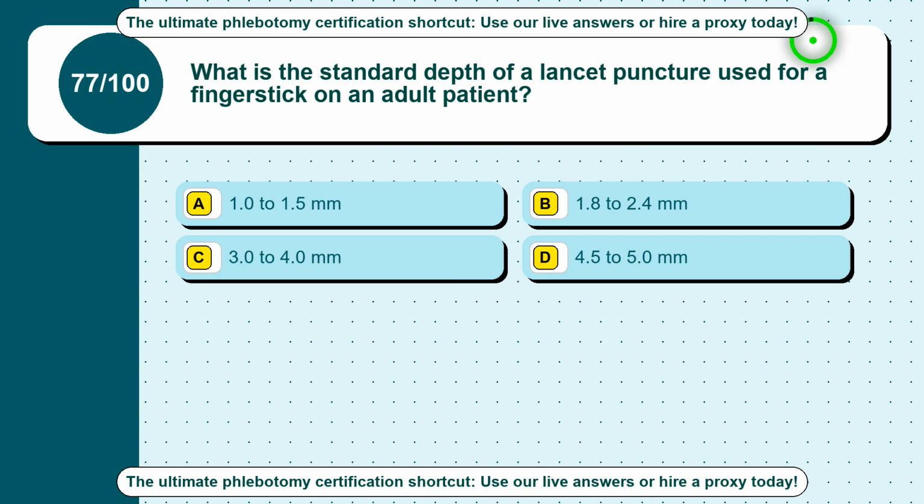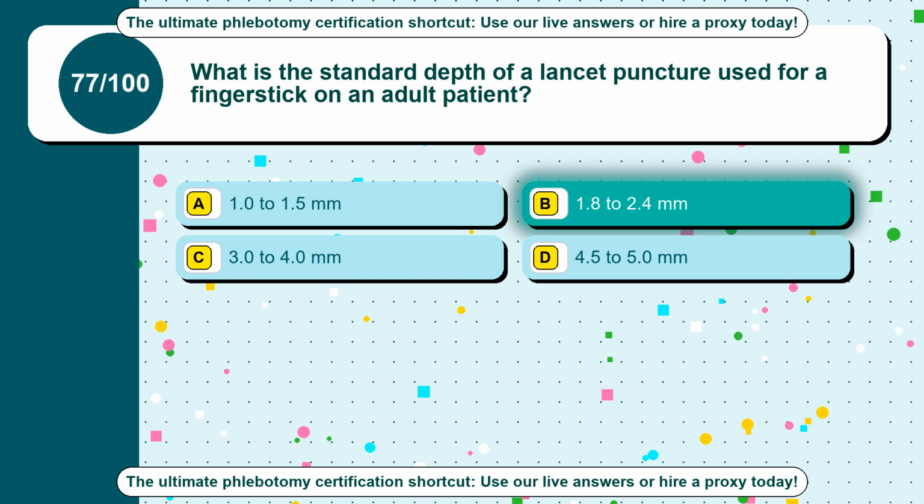Question 77. What is the standard depth of a lancet puncture used for a fingerstick on an adult patient? Option A. 1.0 to 1.5 mm. Option B. 1.8 to 2.4 mm. Option C. 3.0 to 4.0 mm. Option D. 4.5 to 5.0 mm. The correct answer is option B, 1.8 to 2.4 mm.